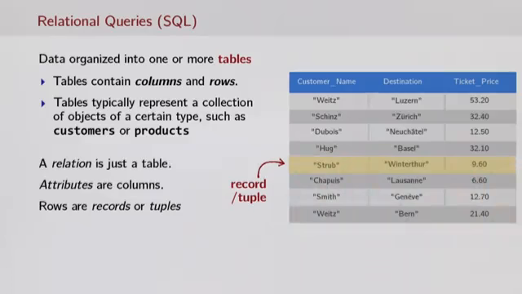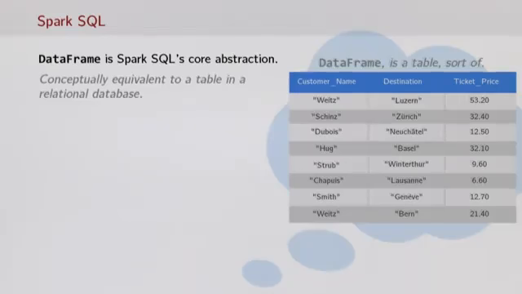So this is the terminology that we're going to use. We have tables, also known as relations. We have columns in our tables, which are also known as attributes. And then we have rows, which are also known as records or tuples. Now back to Spark SQL.